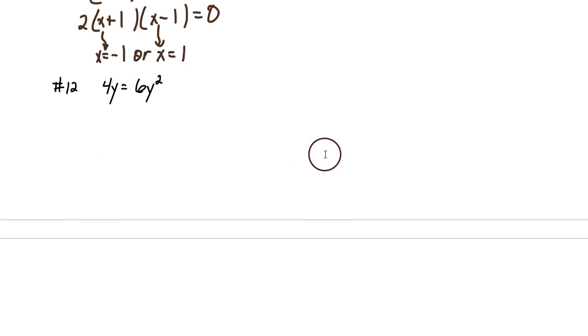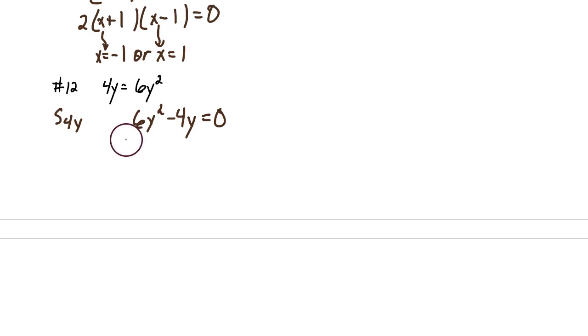Number 12, let's rearrange it so there's a 0 on one side. I'm going to subtract 4y from both sides. We get 6y squared minus 4y is equal to 0. Notice I've also used the symmetric property to get the 0 to be on the right side.